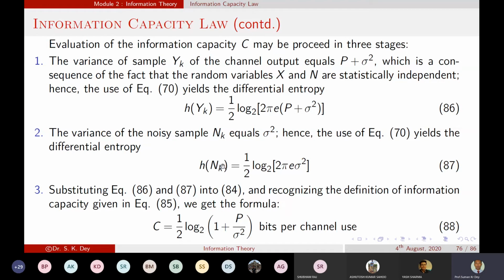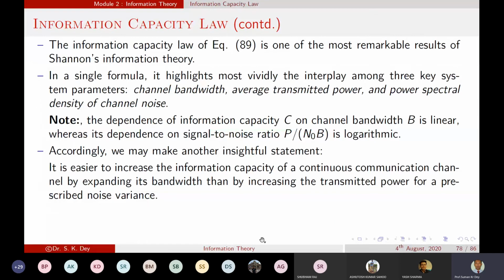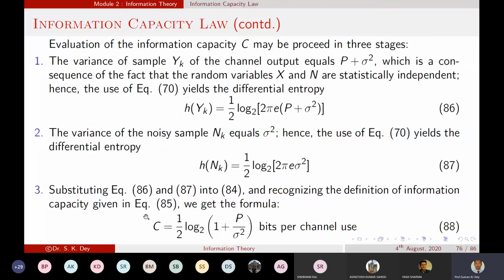Now if we replace those two equations, 86 and 87, into equation 84, the mutual information equation, what will we get? The capacity C will be 1 by 2 log of 1 plus P by sigma square. Yes or no?